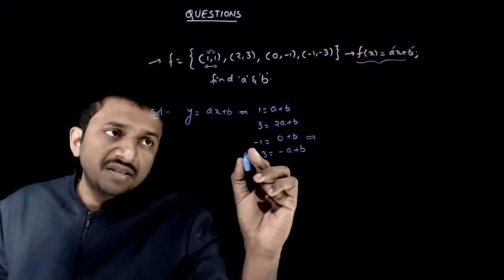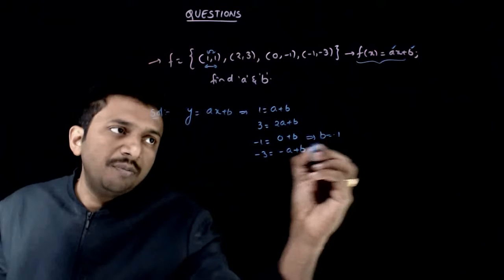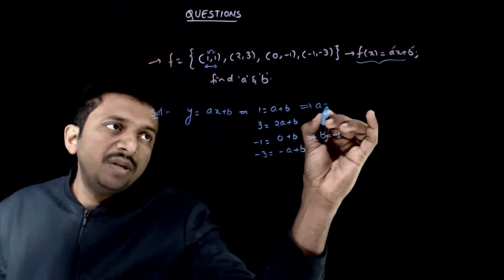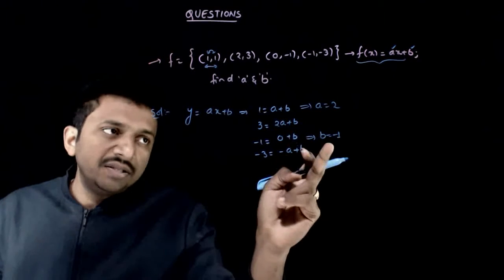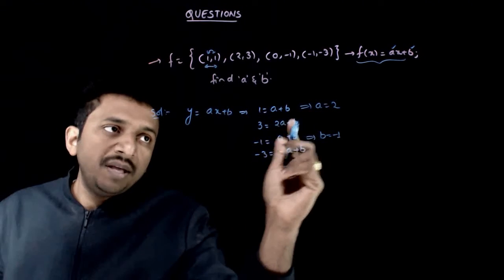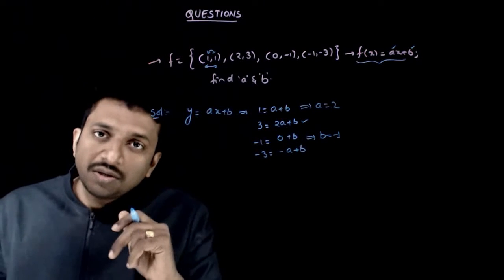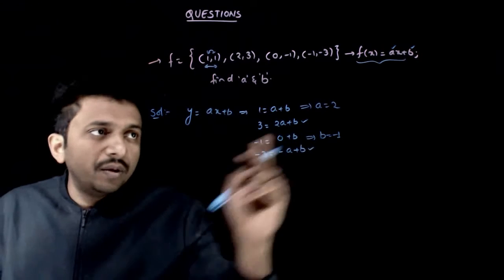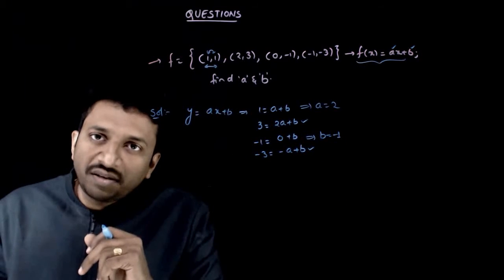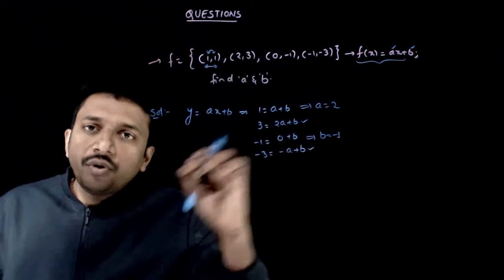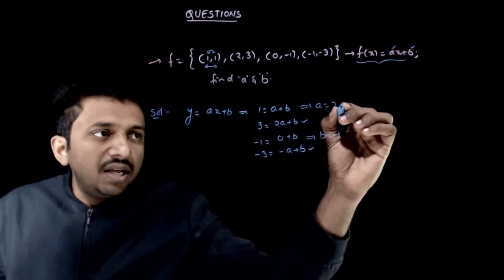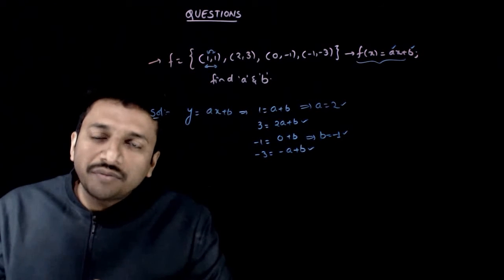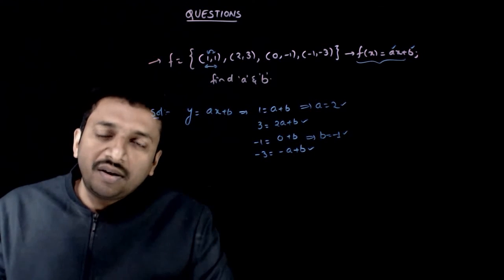So from this third equation, b has to be equal to minus 1, and if b is equal to minus 1, a has to be equal to 2. And as you can clearly see, if a is equal to 2 and b is equal to minus 1, this equation is also getting satisfied, because minus 2 minus 1 is minus 3. So all the 4 equations are getting satisfied if a is equal to 2 and b is equal to minus 1. So those are the values of a and b which are required in this question.